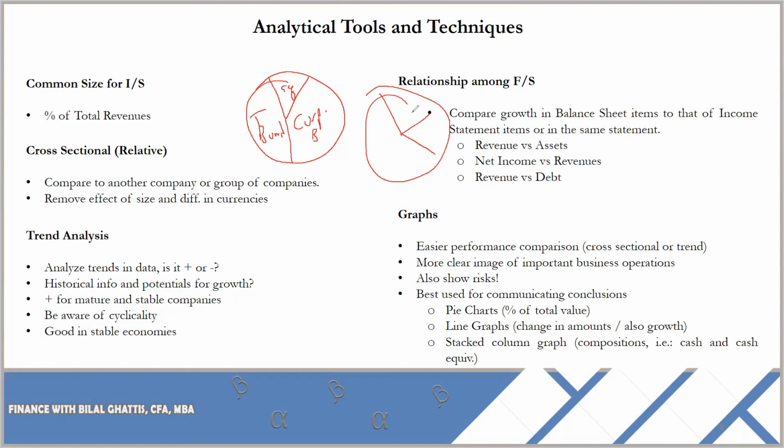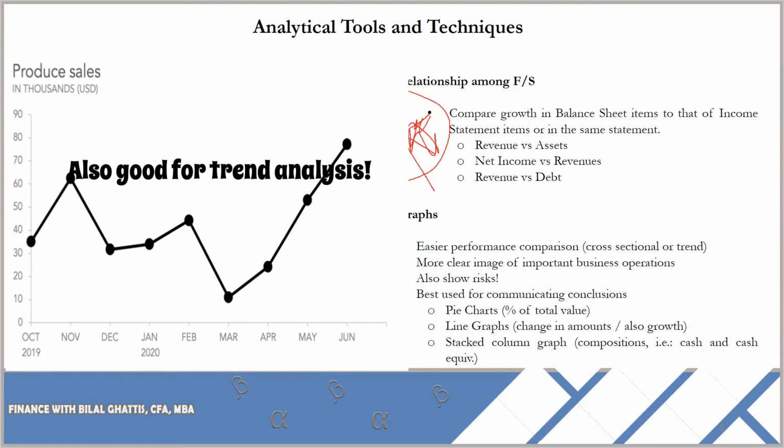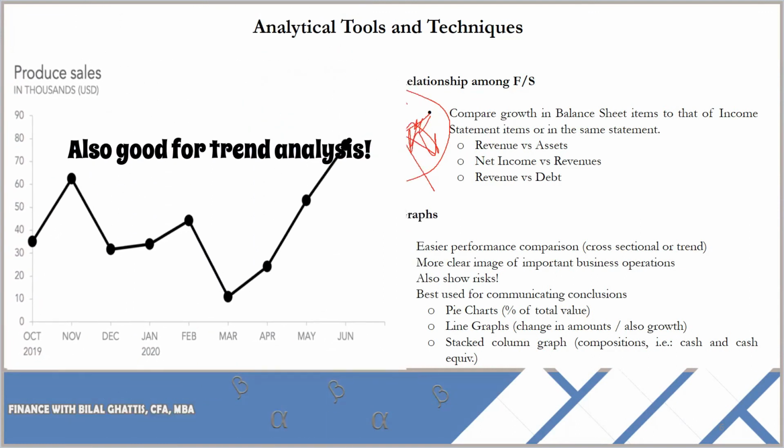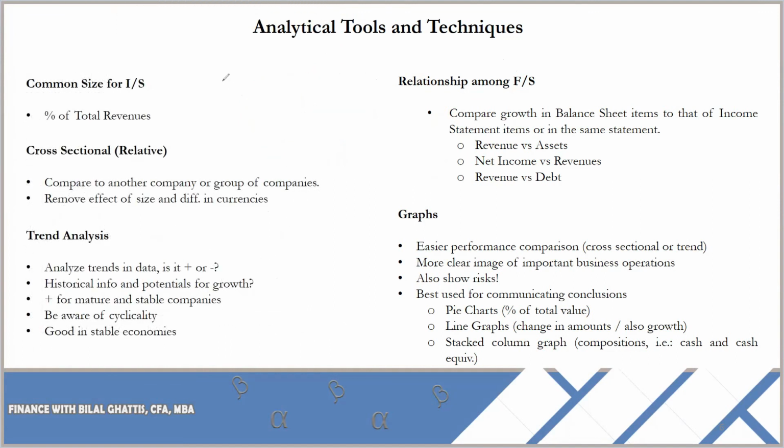You can add one, you can delete one, so you have only two sections. Pie charts would be really nice to show this in an easier way. Line charts are really also interesting because they show you the change in amounts and also the growth by time. Going back to the example that we've had before, I'm going to go to the whiteboard.